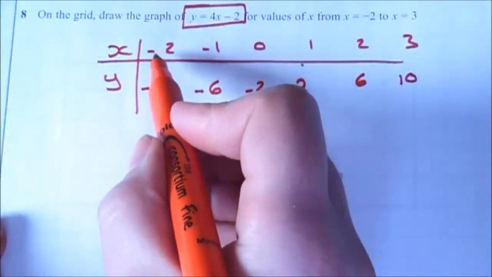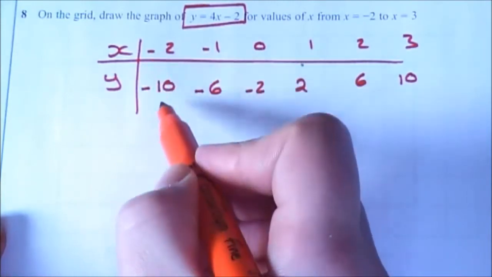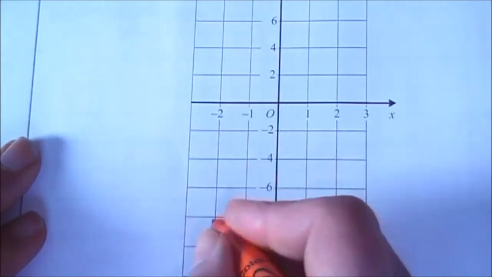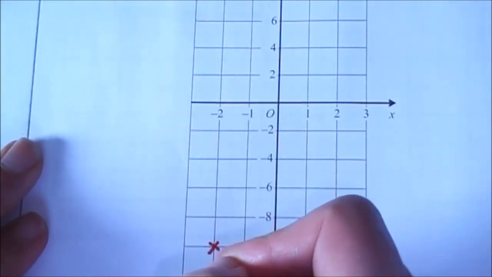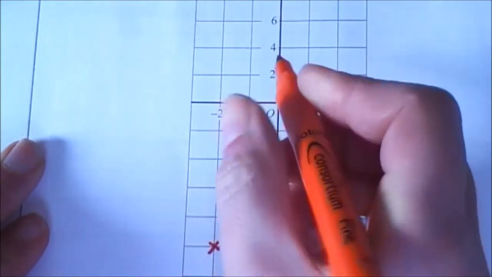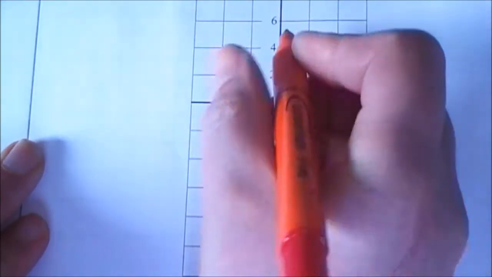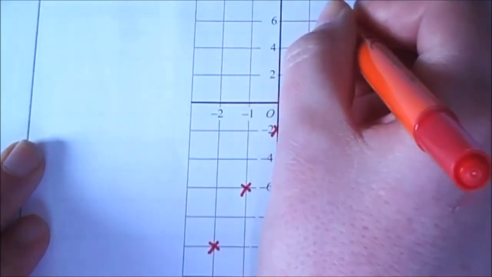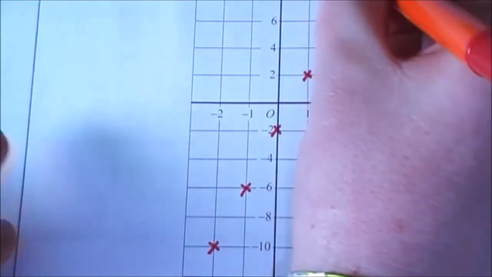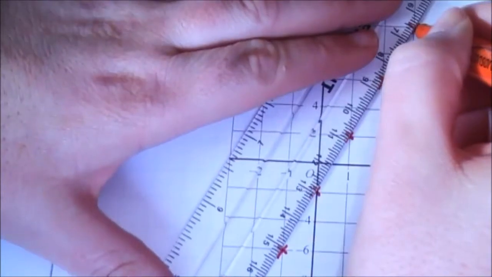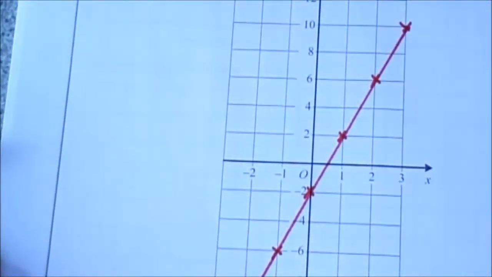So the first one is the coordinate point -2, -10. So along the corridor -2, down the stairs -10. Then I've got -1, -6. Then 0, -2. Then 1, +2. Then 2, +6. Then 3, +10. And then I'm going to use a ruler, join those up. And that's that question done for 3 marks.